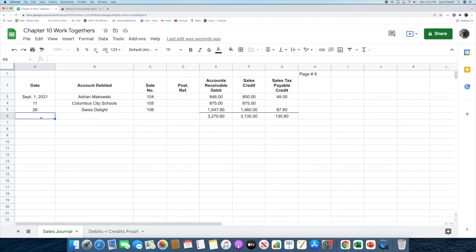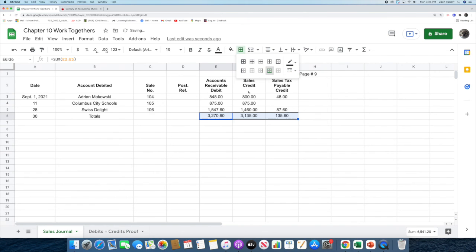So the last thing that we're going to do is return back to the sales journal, put in the last day of the month, which is September 30th, in the date column. We're going to identify these numbers as totals. And finally, we're going to draw a double line rule. And a double line rule here means that the work has been checked for accuracy and is considered complete. All right, so that is the end of the 10-1 work together.